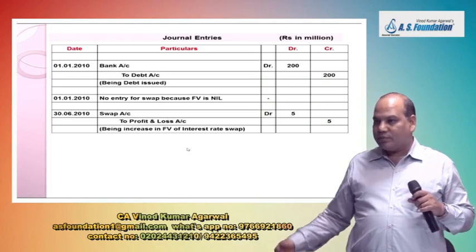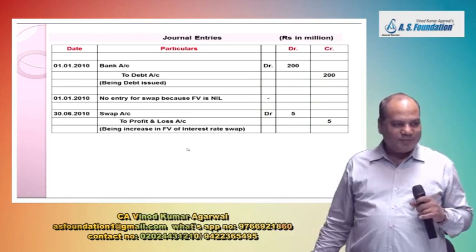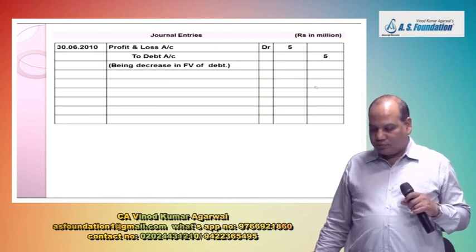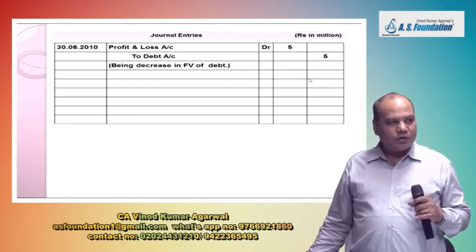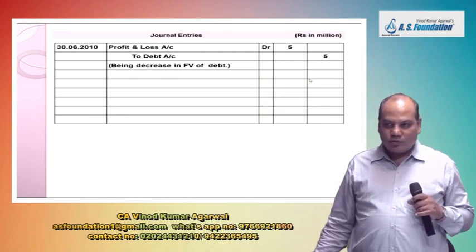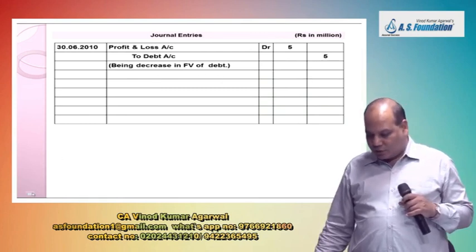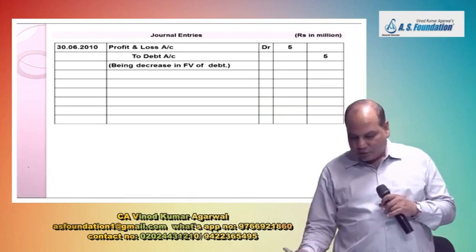Now pass one more entry for the change in the fair value of the debt from 200 to 205. You have to pass. Come on, try. P&L account debit to debt account 5. It was easy. Being increase in fair value of debt.